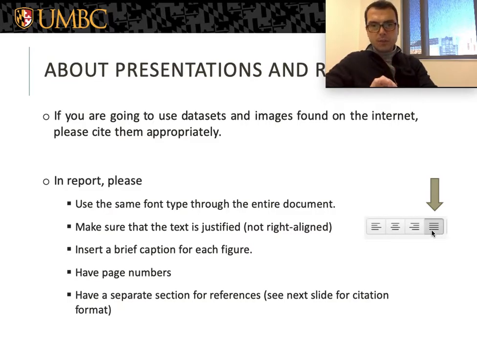So what is justification? In both Microsoft Word and Microsoft PowerPoint, you can align the text. You can have left alignment, right alignment, or centered. But we don't want this. What we want is justified, so it should be very straight on the left and on the right. Okay, please make sure that your text is justified.